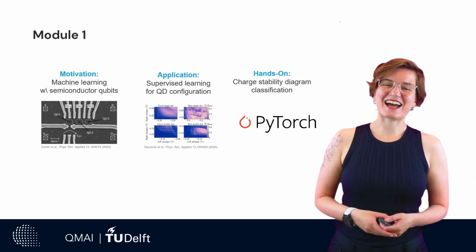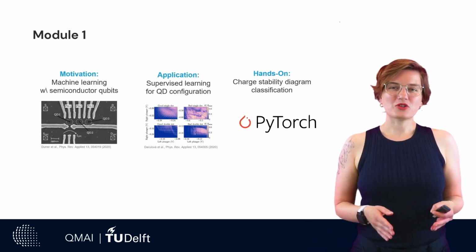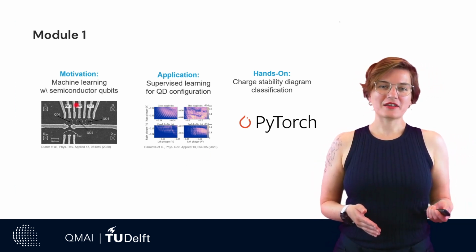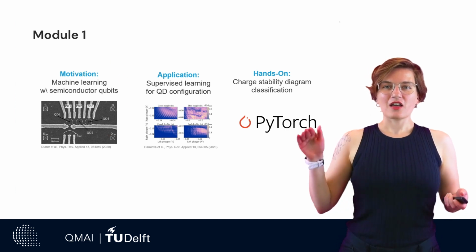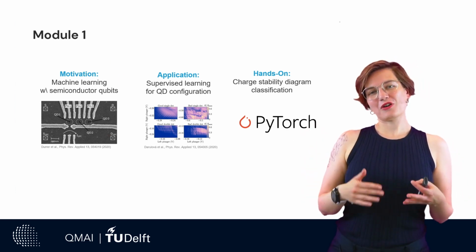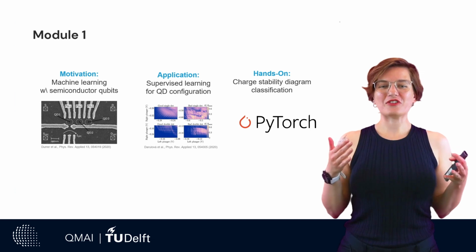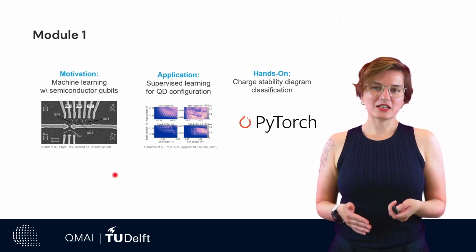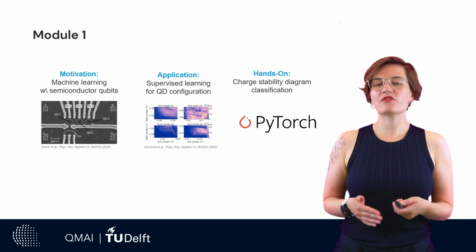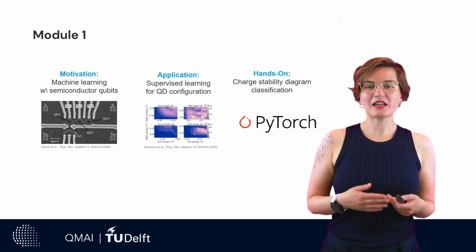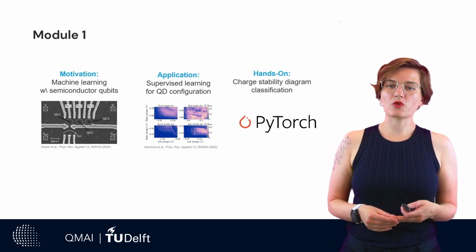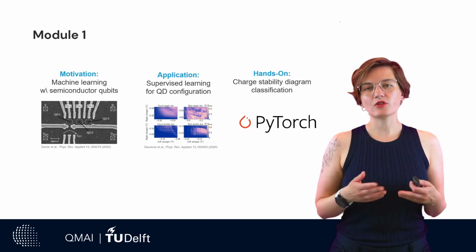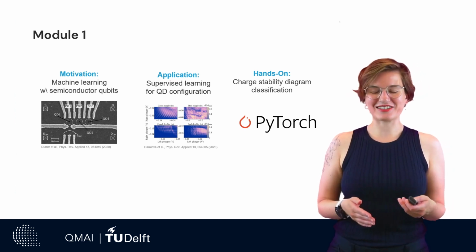So let's get started. The structure of this module, and of every module that follows, will be the following. You will have some very general, high-level motivation of why we are doing this, what the reason is, what the tools are. Then we are going to zero in on a very specific application. In the case of this module, this is going to be supervised learning for a configuration of quantum dots. I'm going to explain in a second exactly what I mean by this.